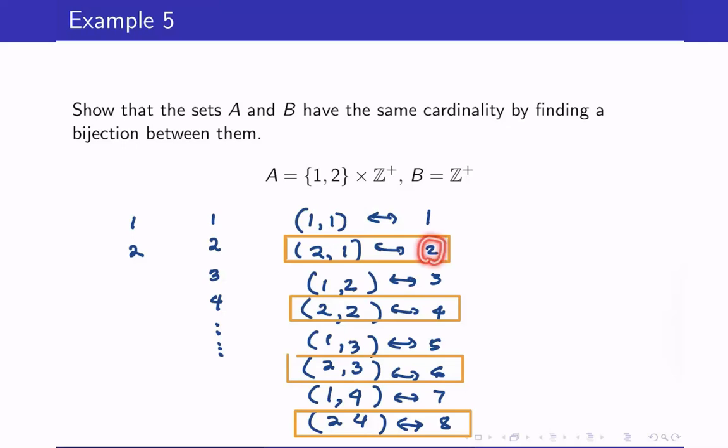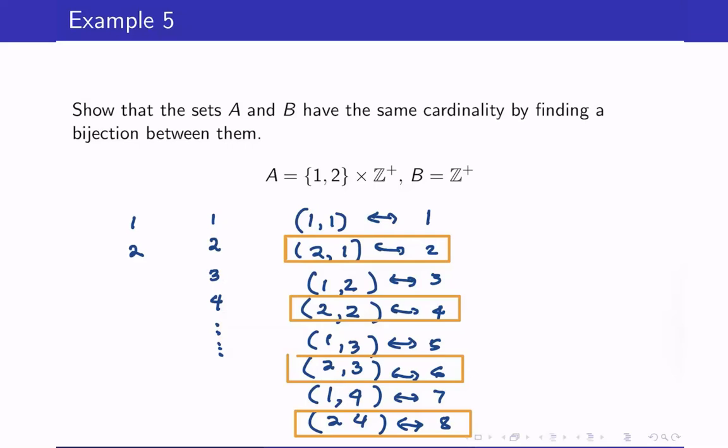Look at this. 2 can be obtained from here. That is simply 1 times 2. 4 is 2 times 2. So it depends on the second coordinate. 6 is 3 times 2 and 8 is 4 times 2. And the corresponding first coordinate is always equal to 2. Correct?